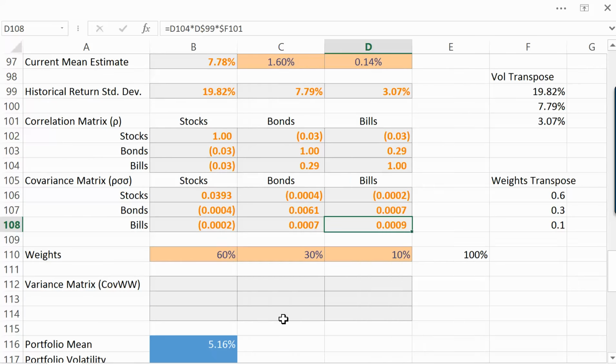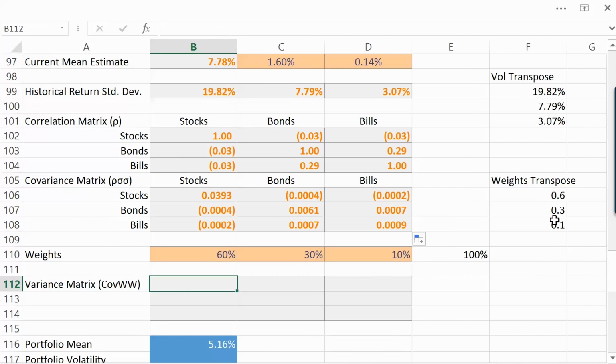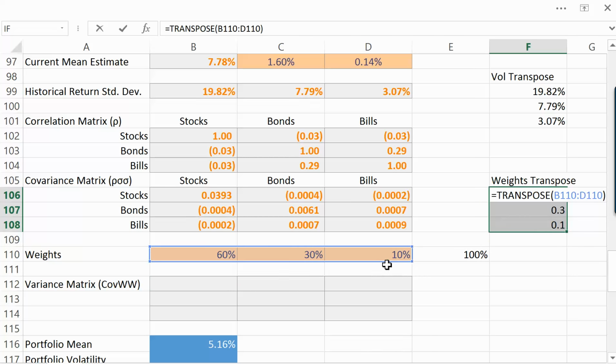So what we're going to do is do the same thing. I'm going to set up a weights transpose. My weights are 60, 30, 10. I'm going to make a transpose. Got to make sure these are not values. They got to be linked. So these are linked. So if one updates, it updates the other.